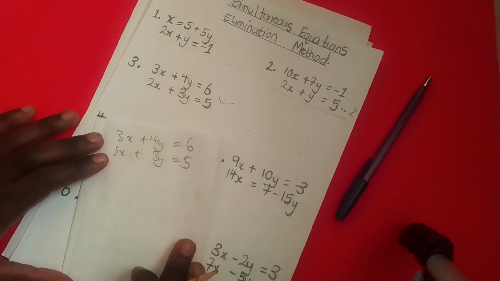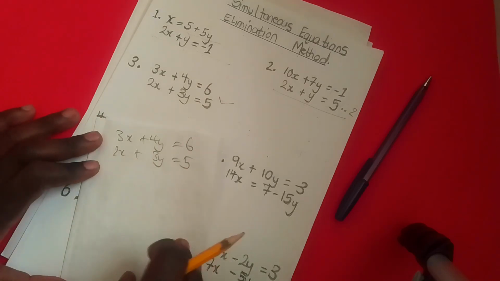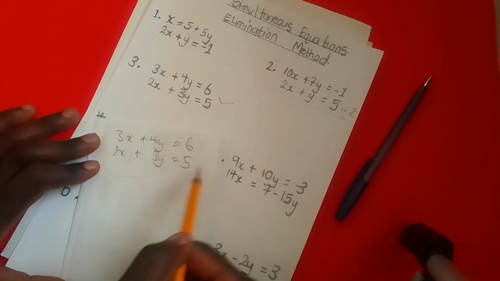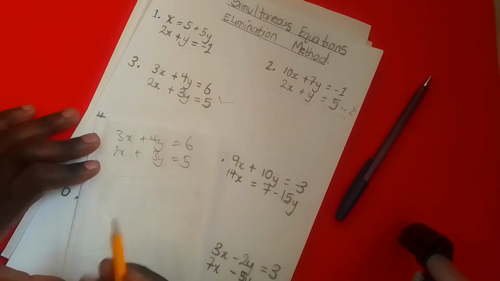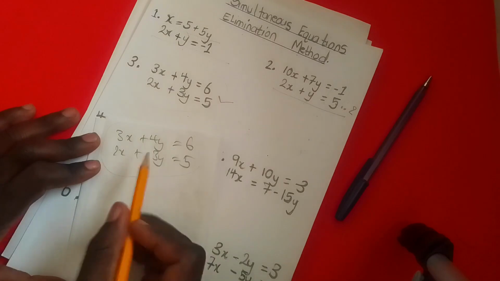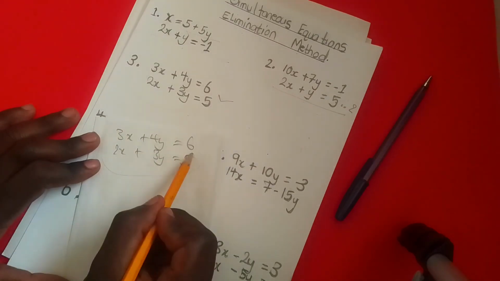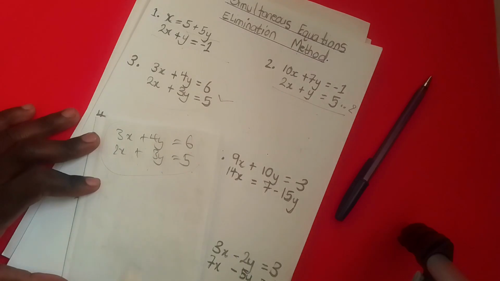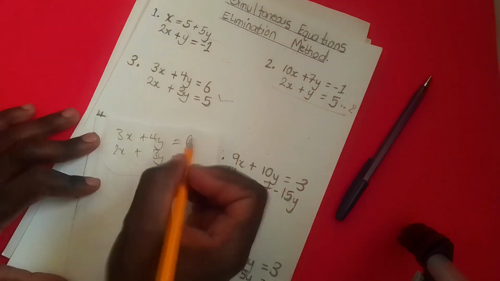Okay, so we're now solving number 3. The equations are 3x plus 4y is equal to 6, and 2x plus 3y is equal to 5. The elimination method is the easiest method, I tell you.